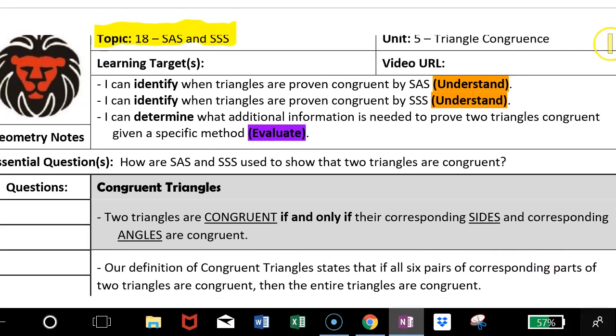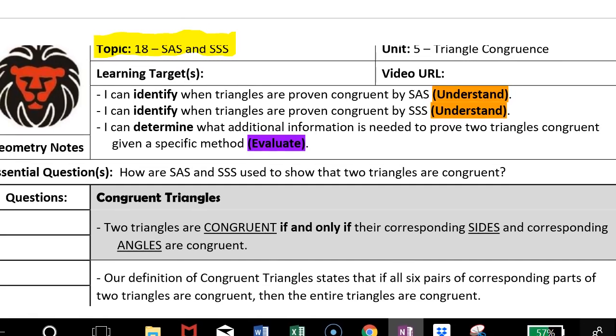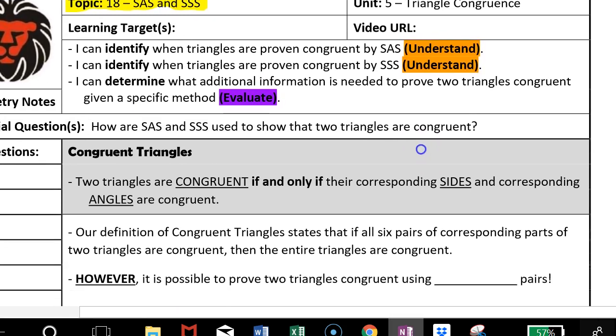This video is on topic 18, SAS and SSS. These are two ways we prove triangles congruent.